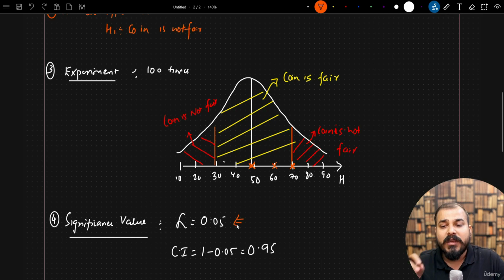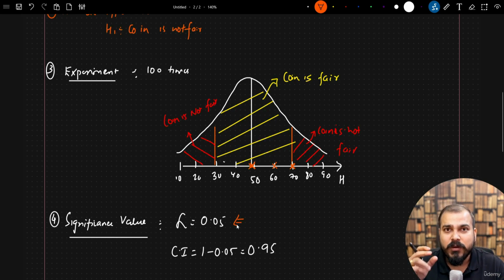Now, this alpha value, the significance value, is decided by domain expertise. Based on the problem statement, this value may differ. For a health problem statement, your significance value may be less, it may be more. For different problem statements, we basically define it.